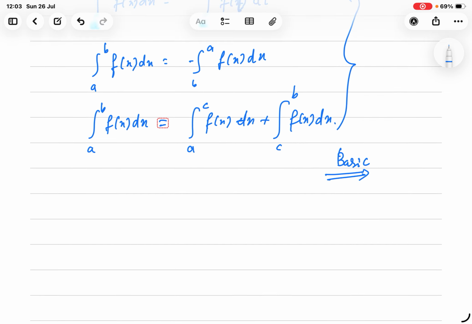In the next class we will solve the integrals that are very important for 5 marks, so we can discuss that more clearly. So okay.